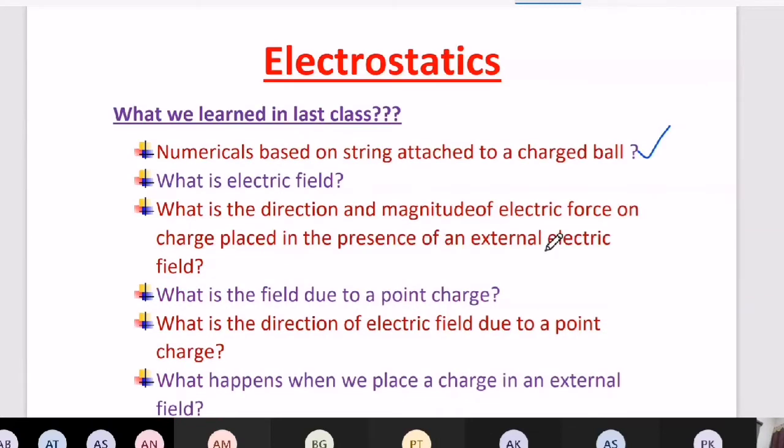Similarly, the next thing we studied is electric field. So what is electric field? The electric field is nothing but the effect of one charge on the surrounding charges. That we defined as electric field. So in the premises, a charge produces some effect on the other, surrounding charges. That we call electric field, the effect of a charge on the surrounding charges.